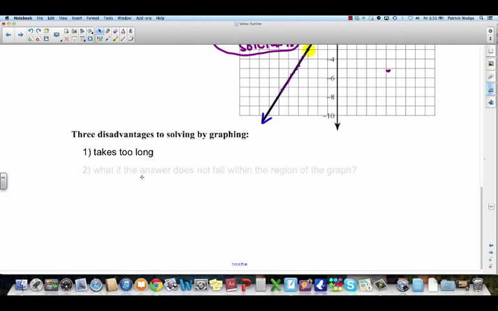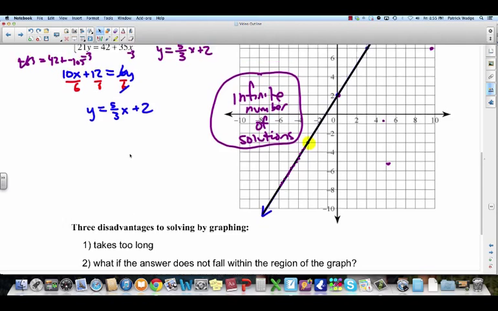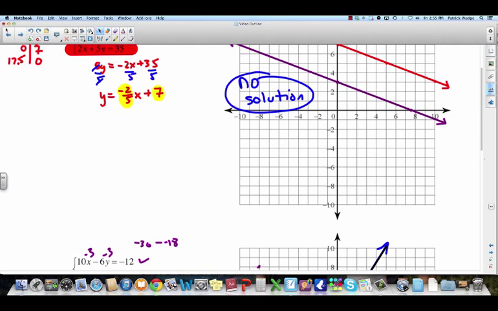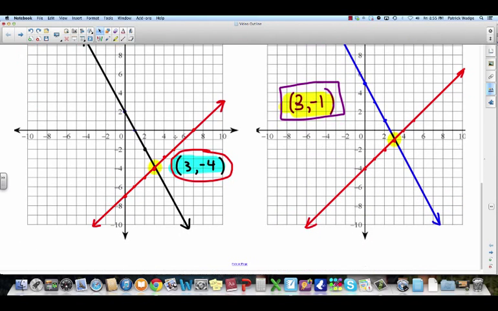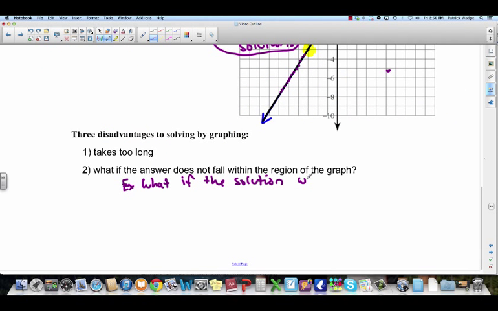The second reason I don't like it too much is, what if the answer does not fall within the region of the graph? Like, I made sure that all of these solutions we found are all in this graph. But what if it wasn't? What if my solution was at negative 62, 54? It's possible that your x value is negative 62 and your y value is 54 and it works. But man, you'd have to have such a big graph. And how would you know that it had to be that big? It would take you forever to figure that out. So this is one time it just is not a good thing.